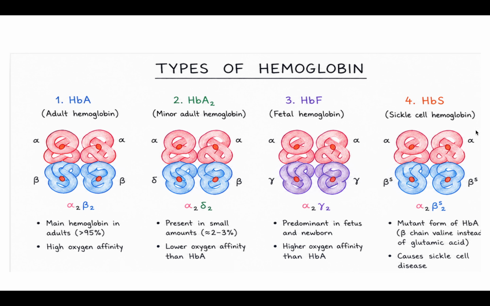Now, going to the types of hemoglobin first, before discussing sickle cell anemia. You have HbA, which is the adult hemoglobin. It consists of two alpha chains and two beta chains. Then we have HbA2 and HbF, and then HbS hemoglobin, which is seen in sickle cell anemia. Here there are two alpha chains and two beta chains, but the beta chain has a mutation. This is HbS, the sickle cell hemoglobin.